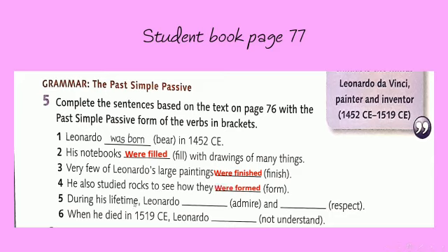During his lifetime, Leonardo, one person, so we will use was, and admire, the past participle of it, admired. During his lifetime, Leonardo was admired and respected. When he died in 1519 CE, Leonardo, one person, so we will use was, and understand, the past participle of it, understood. So when he died in 1519 CE, Leonardo wasn't understood.